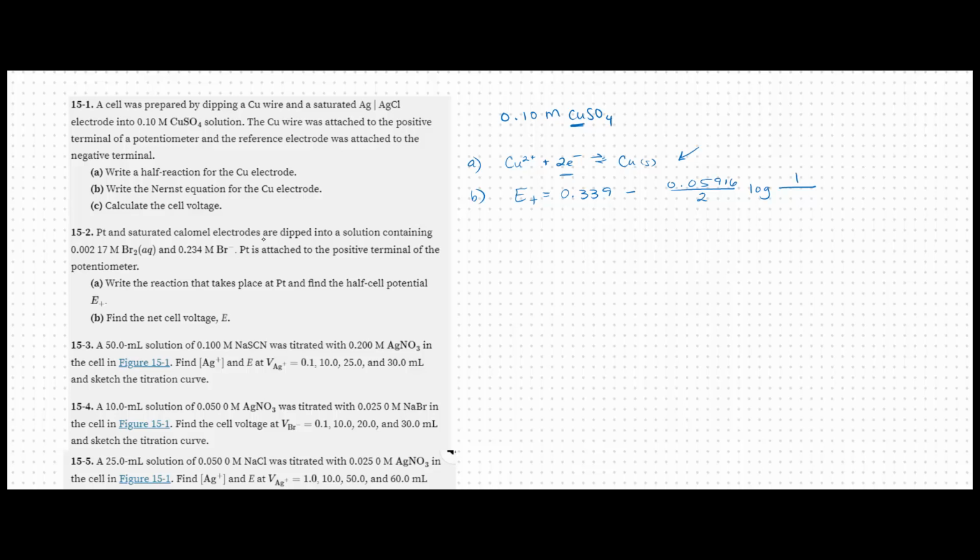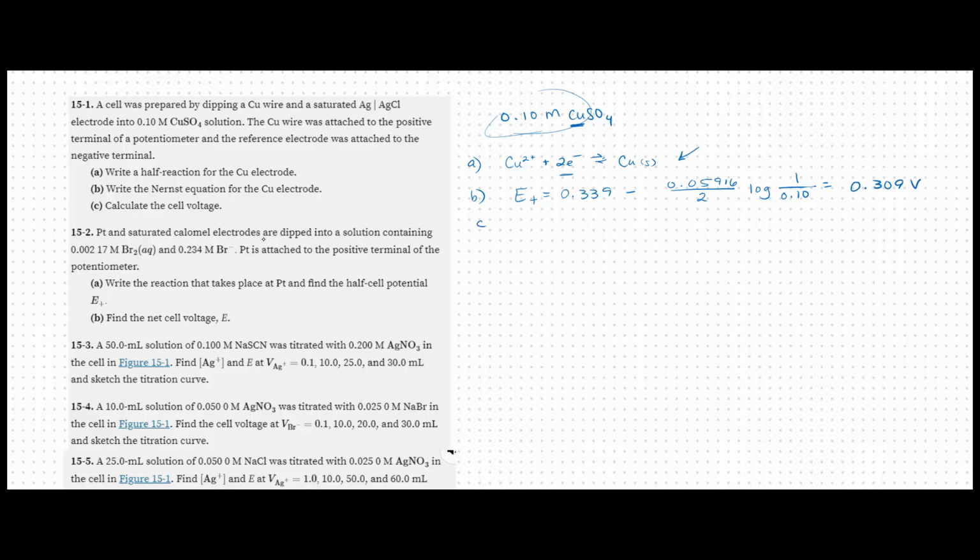So we have products. 1 is the activity of a solid. So 1 over the concentration of our copper 2. The concentration of our copper 2 is given to us right here, and that is 0.10. And when we punch all of this into the calculator, you should get an E plus value of 0.309 volts. So that is the potential of our cathode.